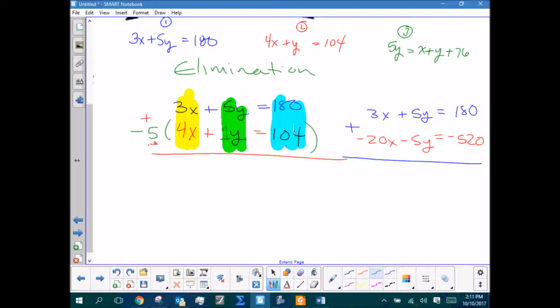And now I'm going to do the math over there. Does that make sense? So I transformed that bottom equation. That bottom equation does the exact same thing that 4x plus y equals 104 did. I just made every single part 5 times bigger. Does that make sense? Okay. So we're going to add straight down, and what does that give me?